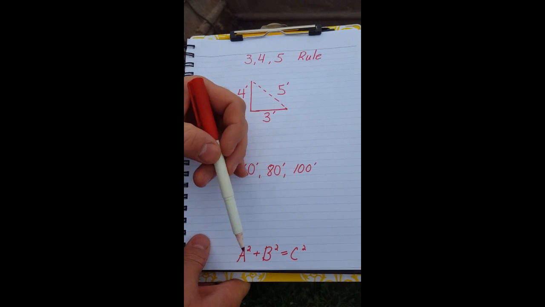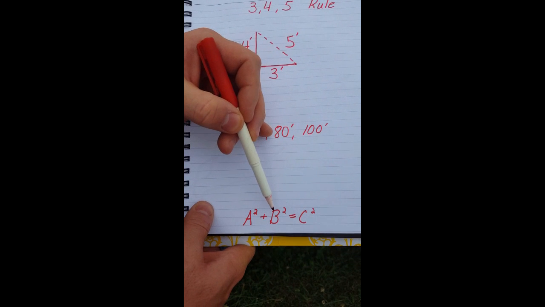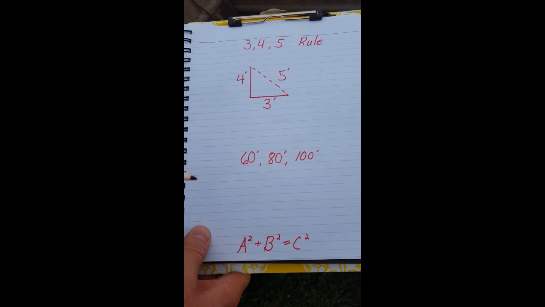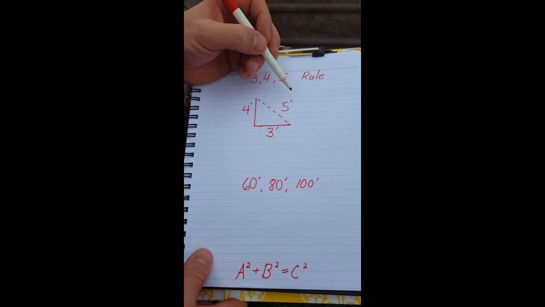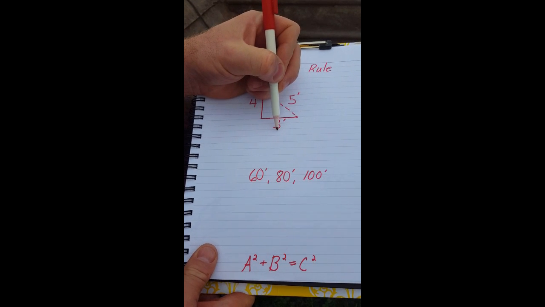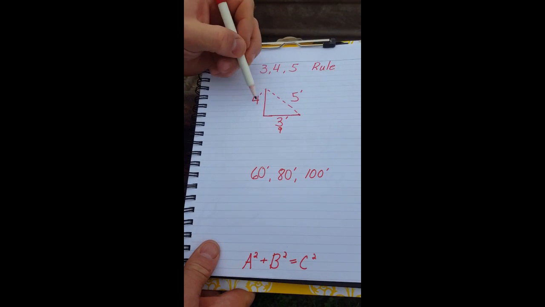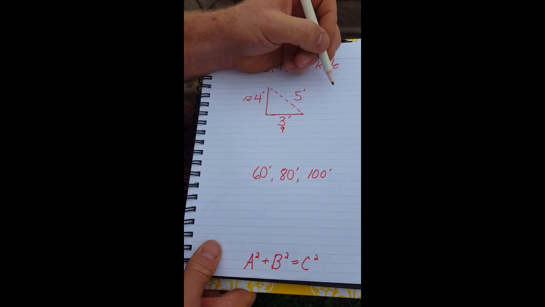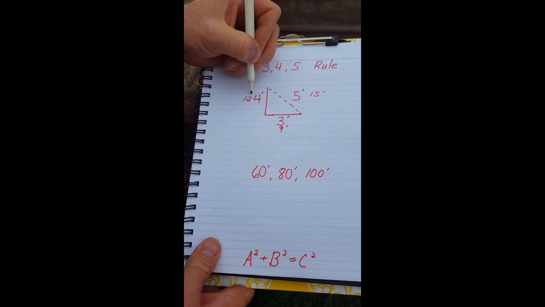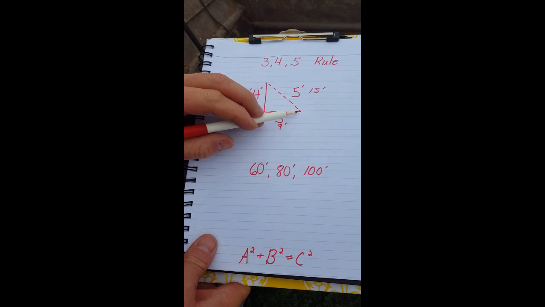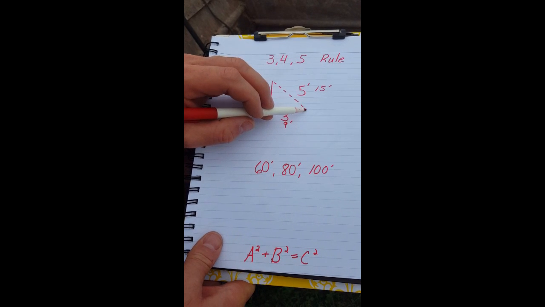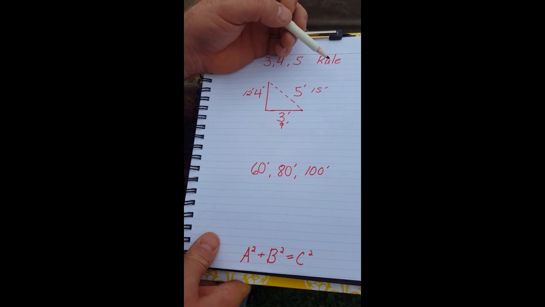This is all based off the Pythagorean theorem, a squared plus b squared equals c squared. And that's where we get 3 foot, 4 foot, 5 foot. And we can also do this with multiples of 3. So if, let's say, 3 times 3 is 9, 3 times 4 is 12, 3 times 5 is 15. So if this was measured 9 foot across here, 12 foot across here, that means that the measurement from here to here would be 15 foot.